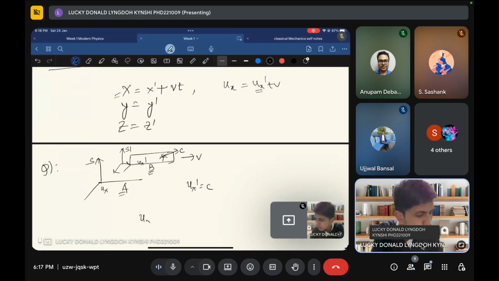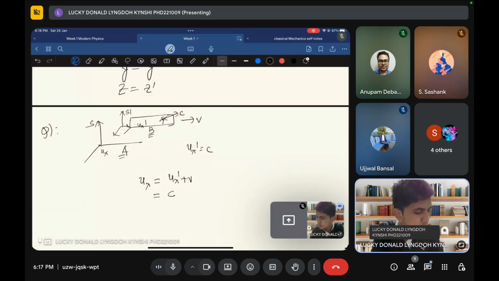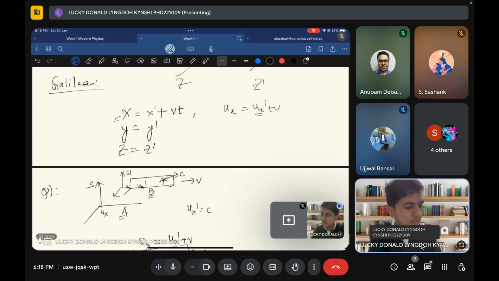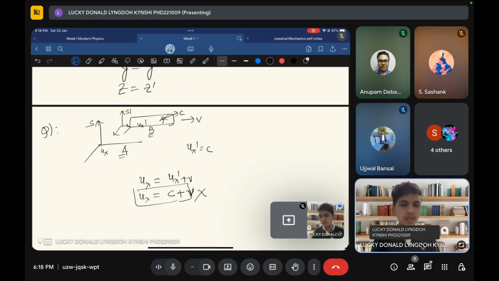But if you use this relation, u of x will be equal to u of x prime plus the velocity of the train, then you instead get c plus the velocity of the train. This is not correct, because the speed of light has to be the same, c. It cannot be c plus v. So this is where your Galilean transformation, x is equal to x prime plus vt, is not correct. It works only when the velocity is very small compared to the speed of light. But as you go to velocities close to the speed of light, you cannot use this.